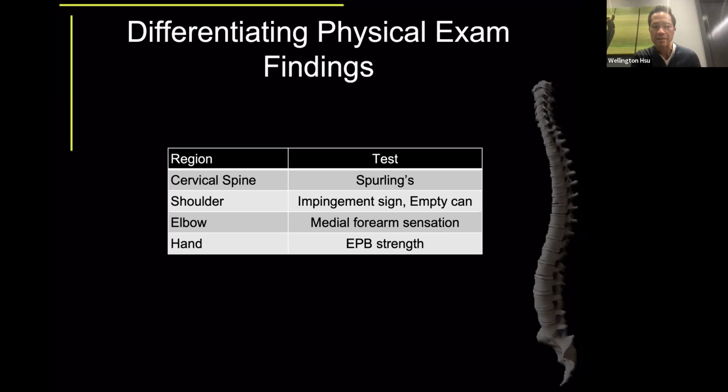Finally, the hand, and this is incorrect. I should change this. This should be the abductor pollicis brevis strength. That is the muscle that is most or mono-innervated by the median nerve, and is tested by asking the patient to flex and to pronate the thumb towards the opposite shoulder. And so if somebody is weak in that area, I'm more likely to diagnose carpal tunnel pathology rather than cervical.